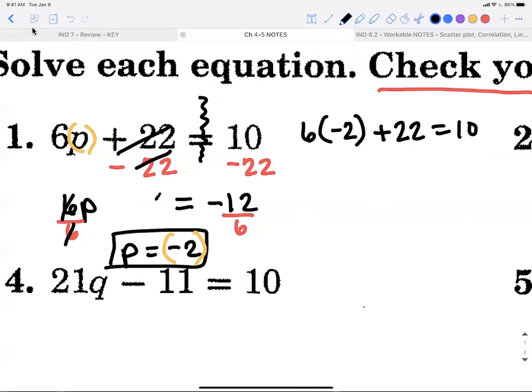Now think PEMDAS: what do we put together first, the multiplication or the addition? Yeah, PEMDAS, when we're refiguring things, we do multiplication first. So 6 times negative 2 is negative 12, plus 22, and negative 12 plus 22 is positive 10. So once you get to 10 equals 10, you're checked. As long as you didn't make a sign error, it should come out 10 equals 10 in this case, okay?